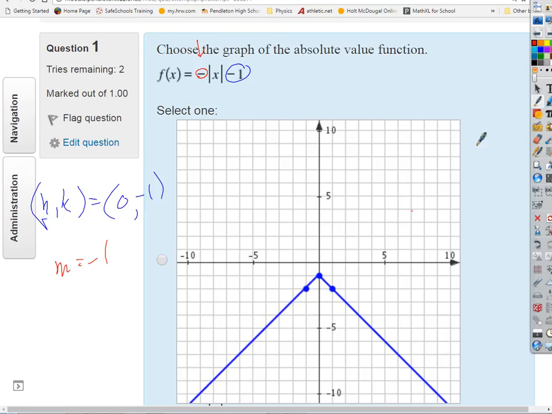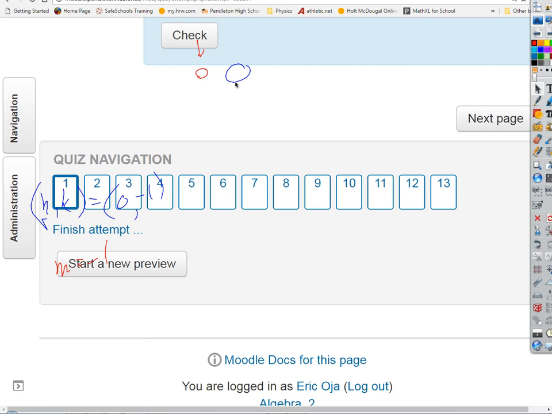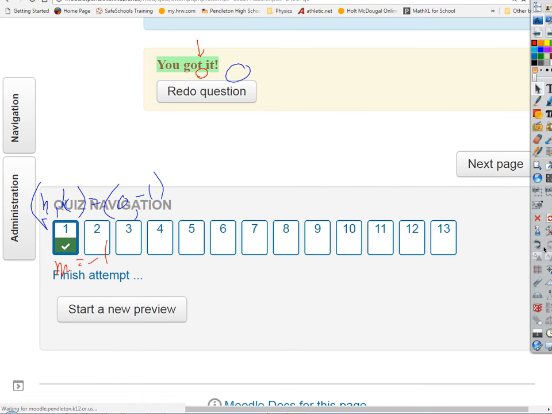Well, that's it right there, isn't it? We got to look at all these choices. That's it right there. It's got the vertex is at 0, -1. And look, if I look at the slope here, I rise by -1 and run by 1. If I start at the vertex, that's the slope of the right leg. Everybody agree? Okay, got it. All right, let's try another one.